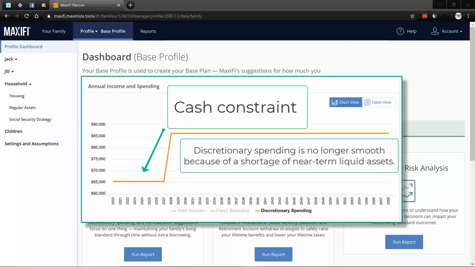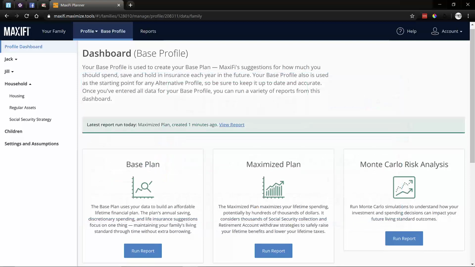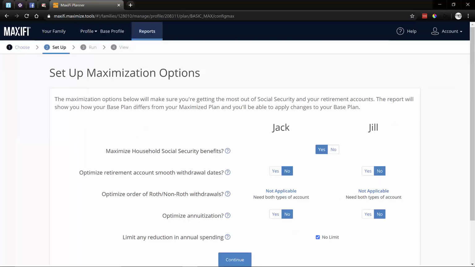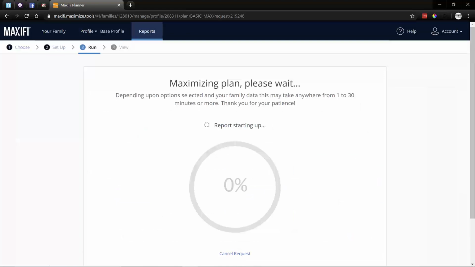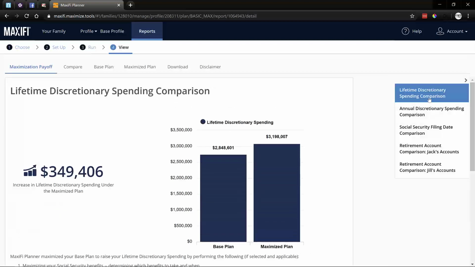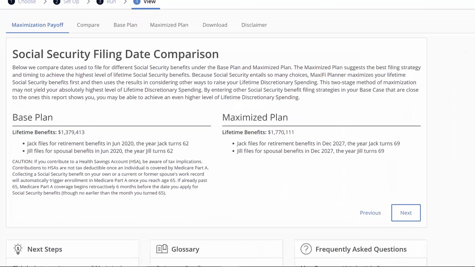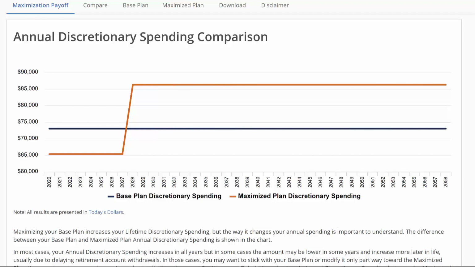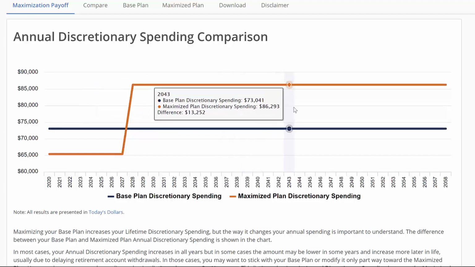A more common example of this is what happens when we postpone Social Security. So let me run a maximized plan here and show what happens when this couple decides to take Social Security at age 70 instead of age 62. So there's a big advantage, almost $350,000, if they are willing to postpone their Social Security from age 62 to age 70. The problem, however, is that in doing so, they find themselves cash constrained.